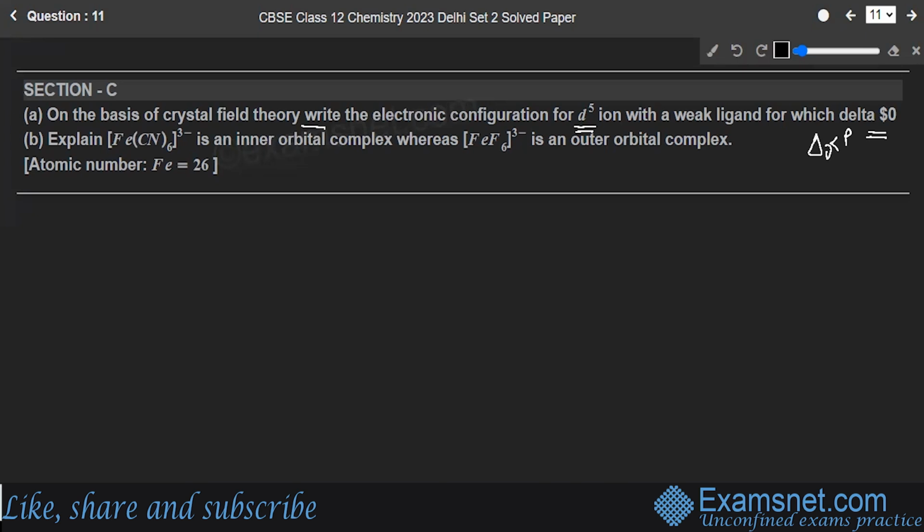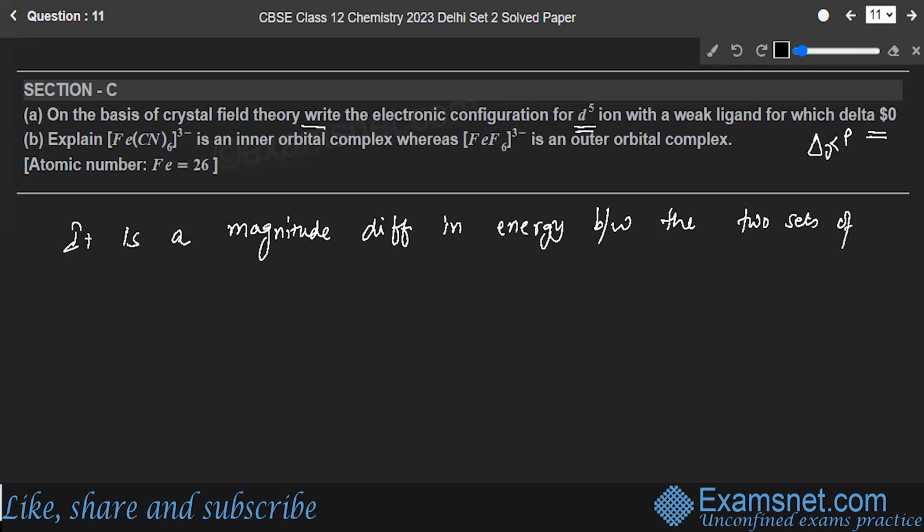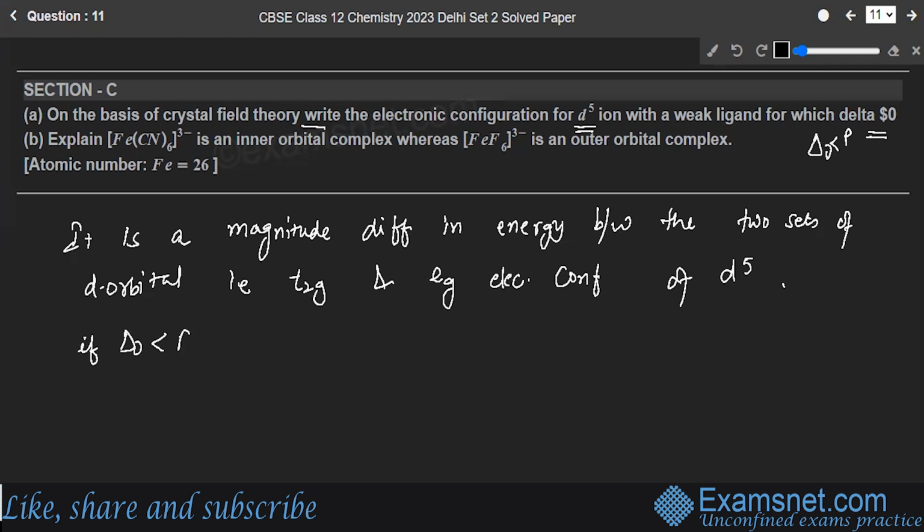It is a magnitude difference in energy between the two sets of d orbitals, that is t2g and eg. Electronic configuration of d5: now, if delta naught is less than P, then t2g3 and eg2, because it follows weak field ligand phenomena. When weak field ligands are present in the structure, pairing of electrons does not take place. Let's see it over here.